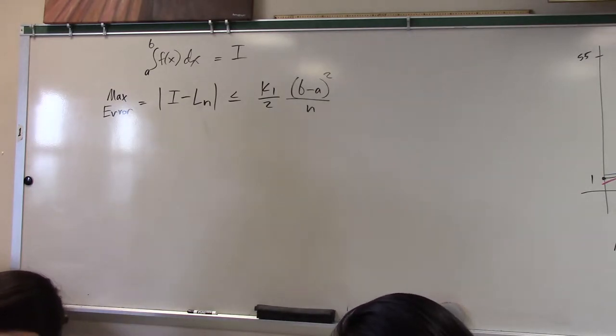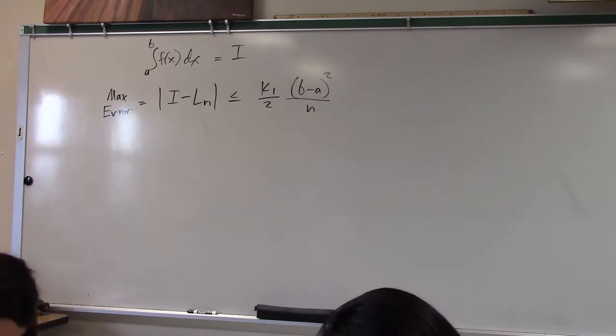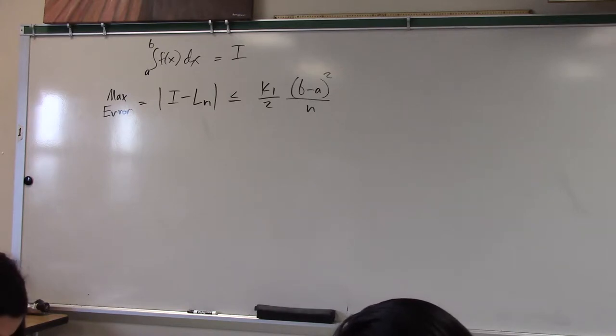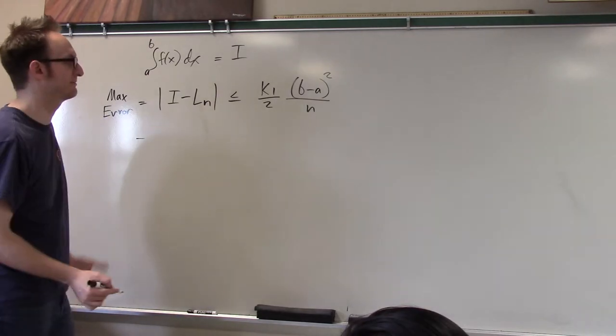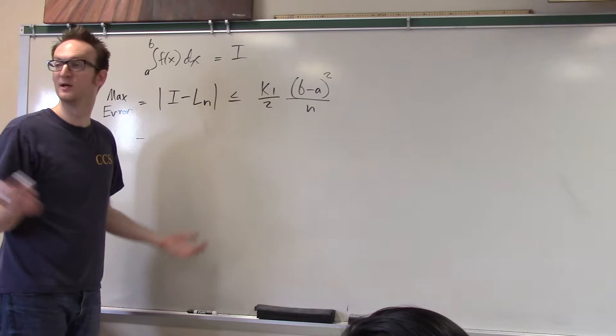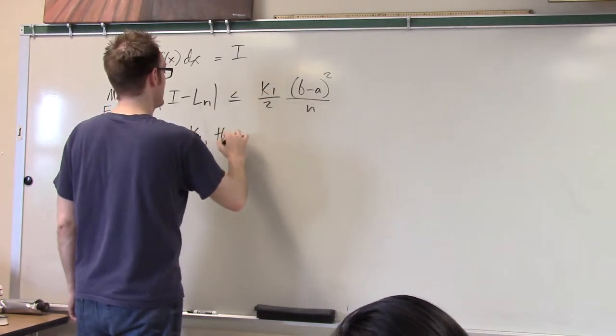Okay, some observations about this formula. Can someone say something interesting about this formula? One, you have to find the maximum derivative. Yeah. Okay. But how does the error change as the various pieces of this formula change? One kind of obvious observation, maybe you think it's too obvious to mention, is that the bigger K1 is, the more error, right? So that's kind of all I'm looking for. The bigger K1, the bigger the error is going to be.